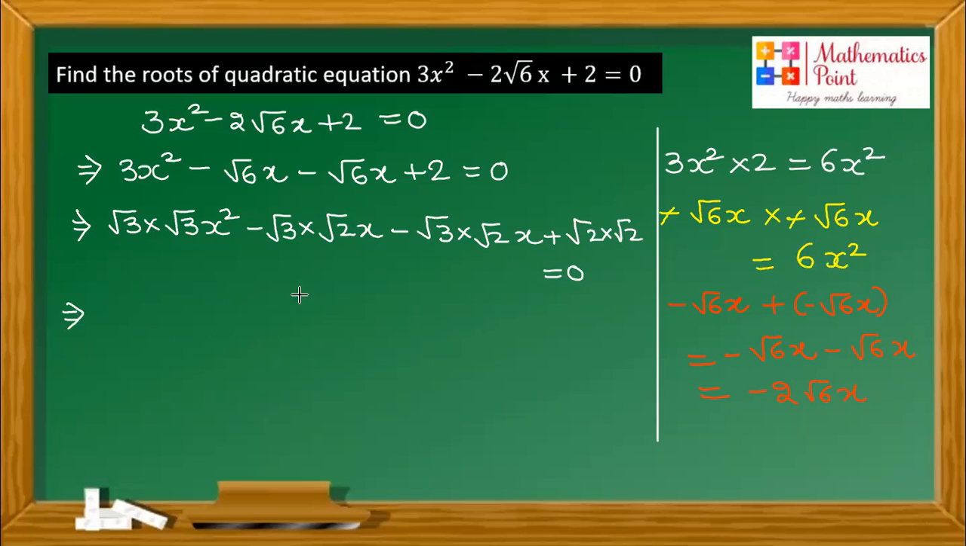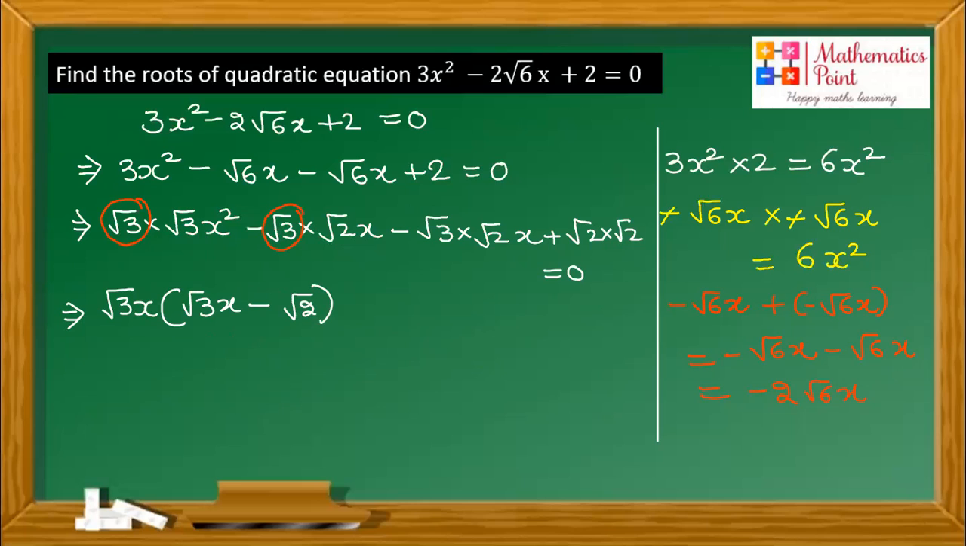Now it is easier for us to take common. From the first and second term, we can take root 3 and x as common. So when we take root 3x as common, we are left with root 3x minus root 2 from here.